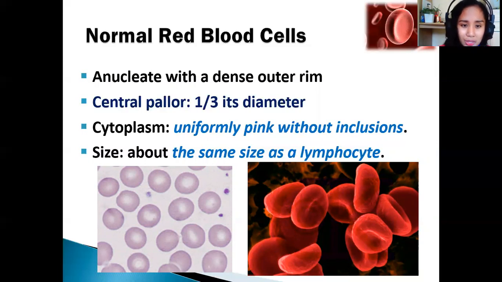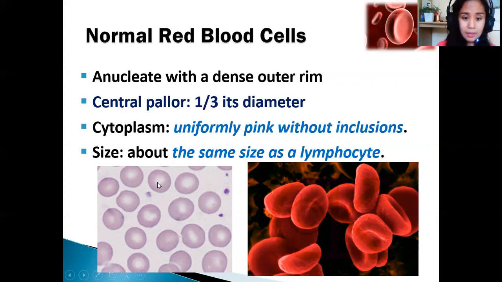Class, the central pallor should be 1/3 of its diameter. What is the central pallor? It is the depression in the middle. If it is stained, it should only be 1/3 of its size. If it is 2/3, we can say it is hypochromic, meaning there is less hemoglobin.